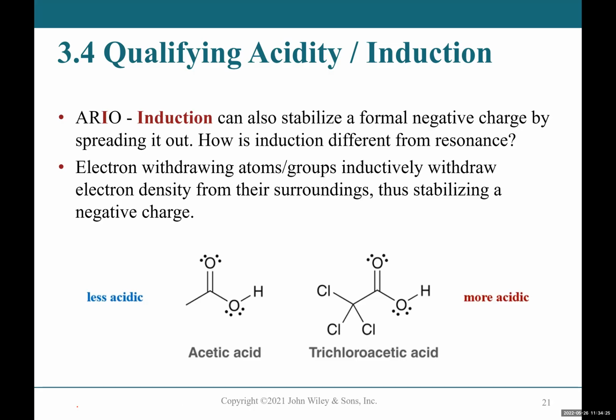So induction can also stabilize the formal negative charge by spreading it out. So these are electron withdrawing groups. The carbon is an electron donating group. Why is chlorine electron withdrawing? You can think about the electronegativity chart. It all comes back to this. That's why this is really important. So it's going to withdraw electrons here. So it's going to be able to give this up more easily.